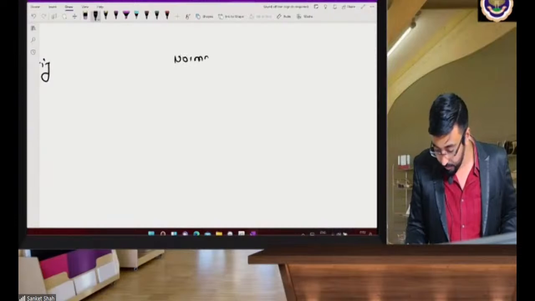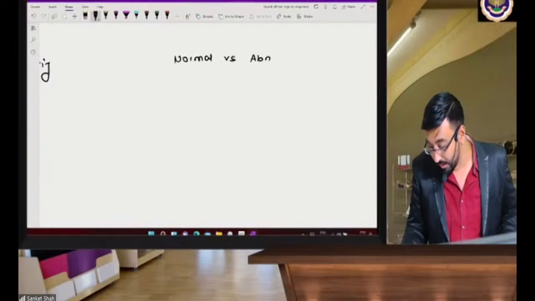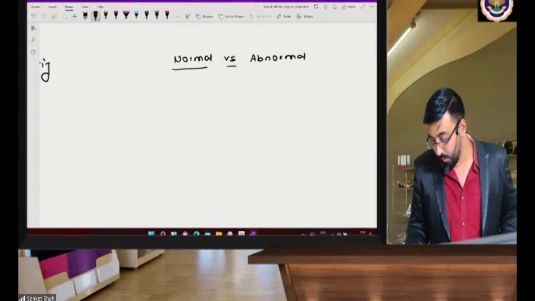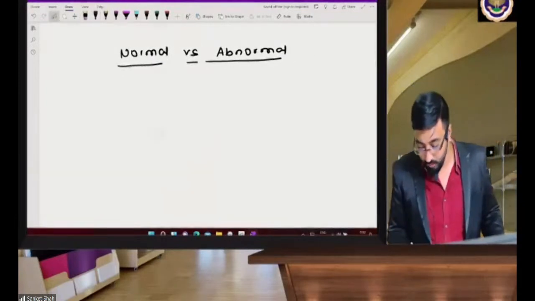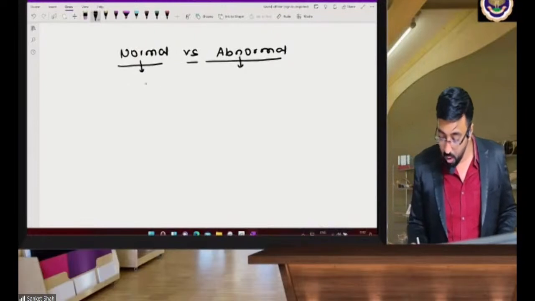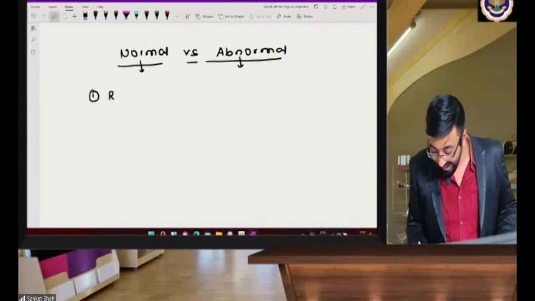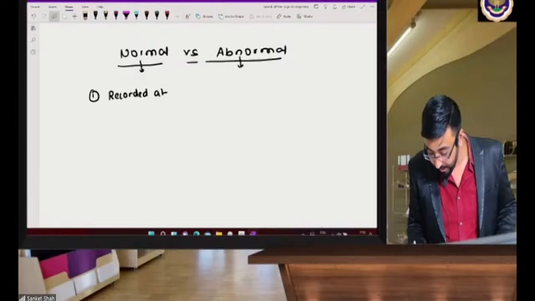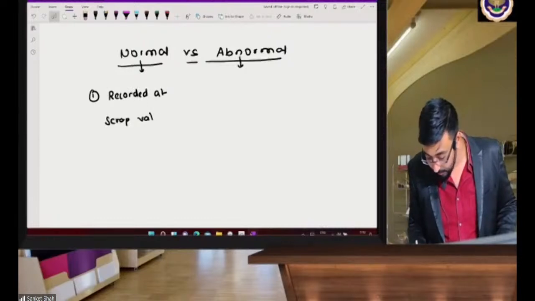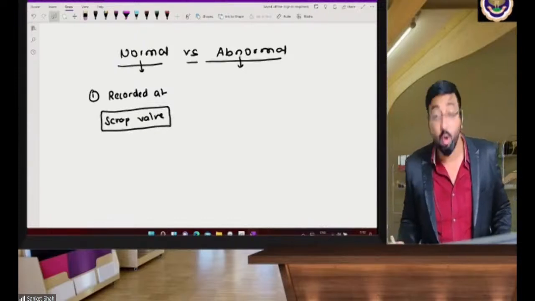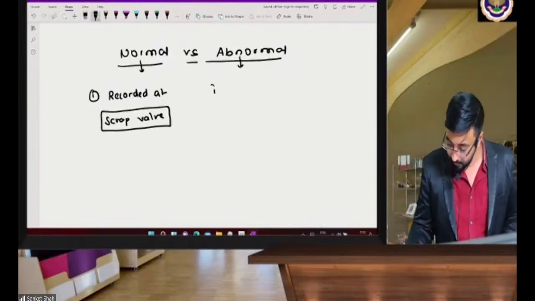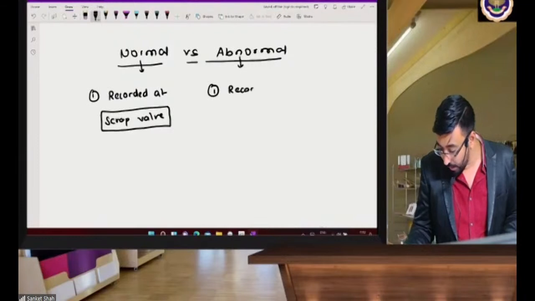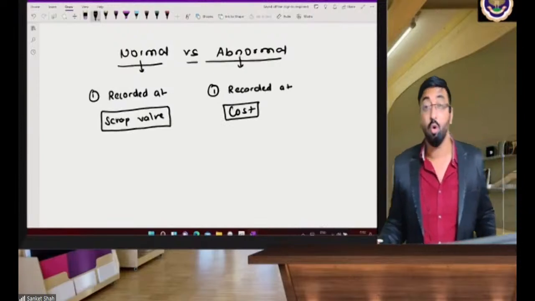Now normal versus abnormal, understand, and you can write it afterwards. I'm giving you one example so that it will be very easy for you to understand. First difference, normal loss is recorded at scrap value. Is normal loss recorded? Yes, it is recorded, but at which value? It is recorded at scrap value, and it is recorded at cost.